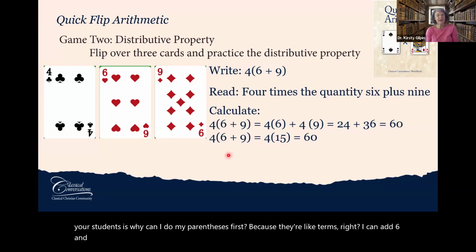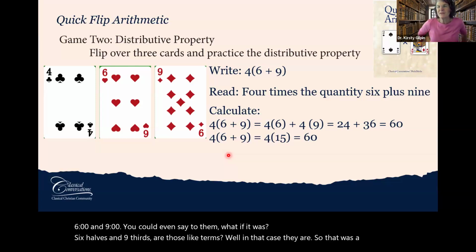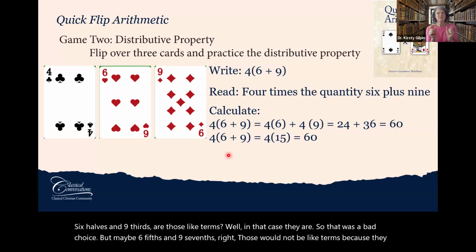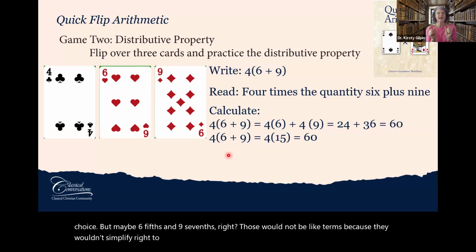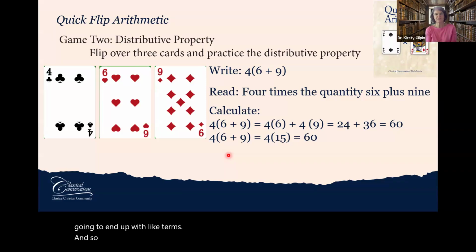You could even say to them, what if it was 6 halves and 9 thirds? Are those like terms? Well, in that case, they are. So that was a bad choice. But maybe 6 fifths and 9 sevenths, right? Those would not be like terms because they wouldn't simplify. To help them see that if they're not like terms, I have to do something. If I can make them like terms, I could, but a lot of the times we're not going to end up with like terms. And so that's where the distributive property is so powerful in this.